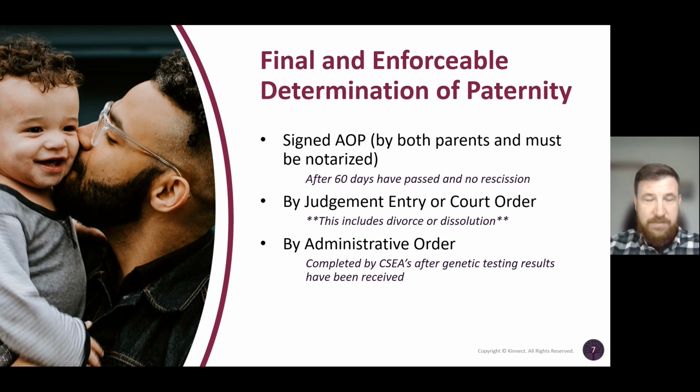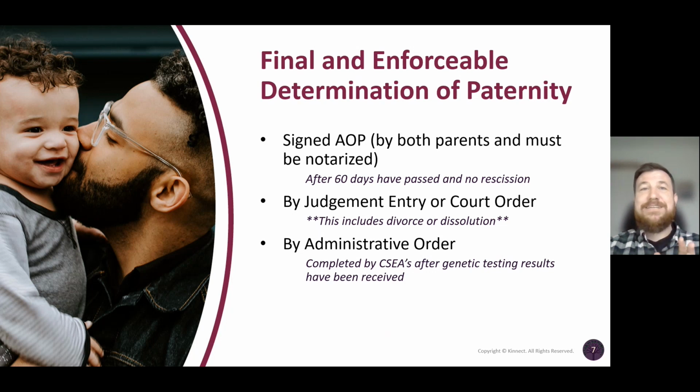The other ways of final and enforceable determination of paternity in Ohio, by a judgment order or court judgment entry or court order. This is usually a divorce or a dissolution. There is another way, which I will talk about later. But once that becomes finalized, that is technically a court order. And if paternity has not been established up until that point, other than the presumption of paternity, it becomes final and enforceable when that marriage is legally dissolved.